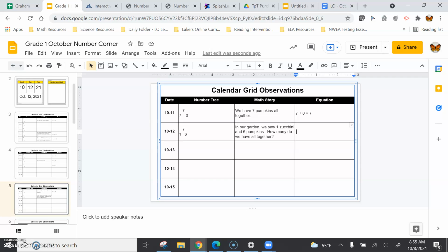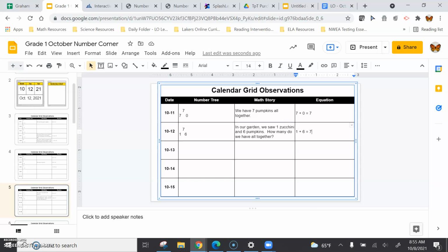Can you think of what math equation we can put using our number tree? I wonder. Did I just hear you say something? I think we can do it using our number tree. I heard it. I heard you say it. Can we use these numbers that are already on our number tree? Could we write 1 plus 6 equals 7? Oh my goodness. Fantastic, All Stars. That was great work. Great detective work.